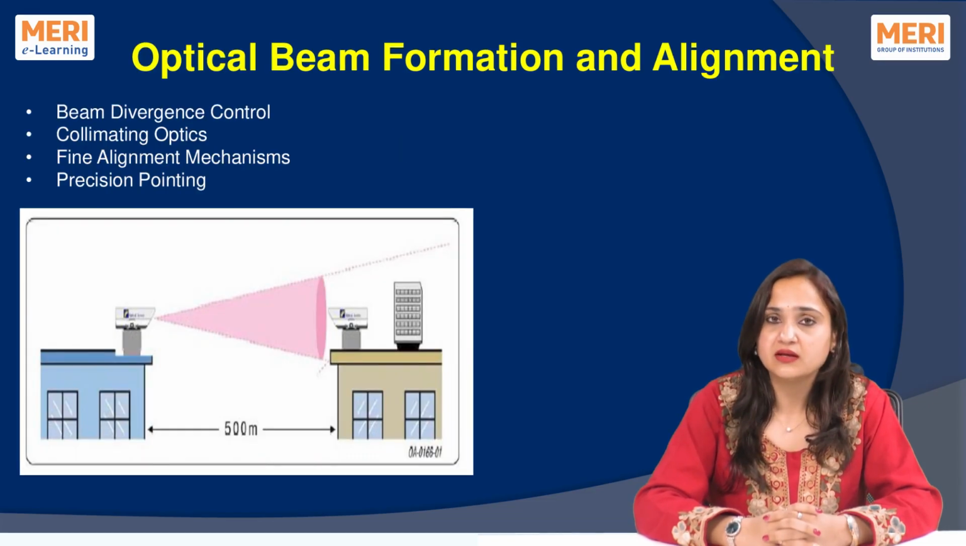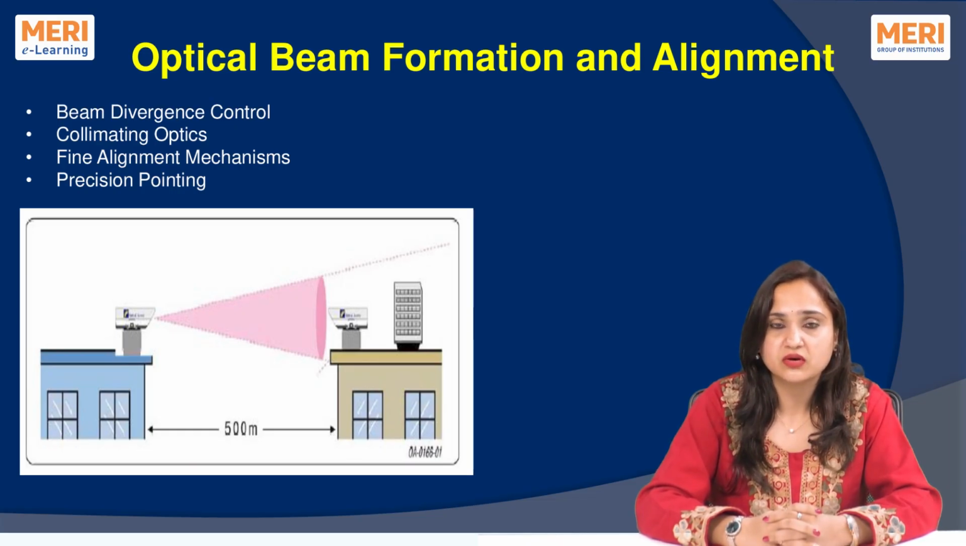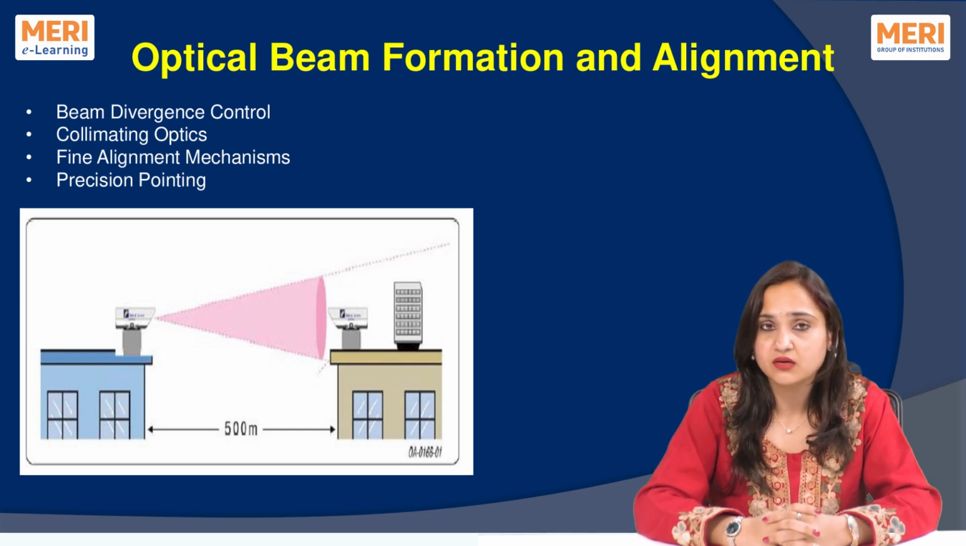Optical beam formation and alignment are crucial aspects of FSO systems. Beam divergence must be carefully controlled to prevent excessive spreading of the optical signal. Collimating optics are used to convert diverging beams into parallel beams for long-distance transmission. Fine alignment mechanisms and precision pointing systems are necessary to ensure accurate alignment between transmitter and receiver. Even small misalignments due to building sway or external environmental factors can cause significant signal loss.